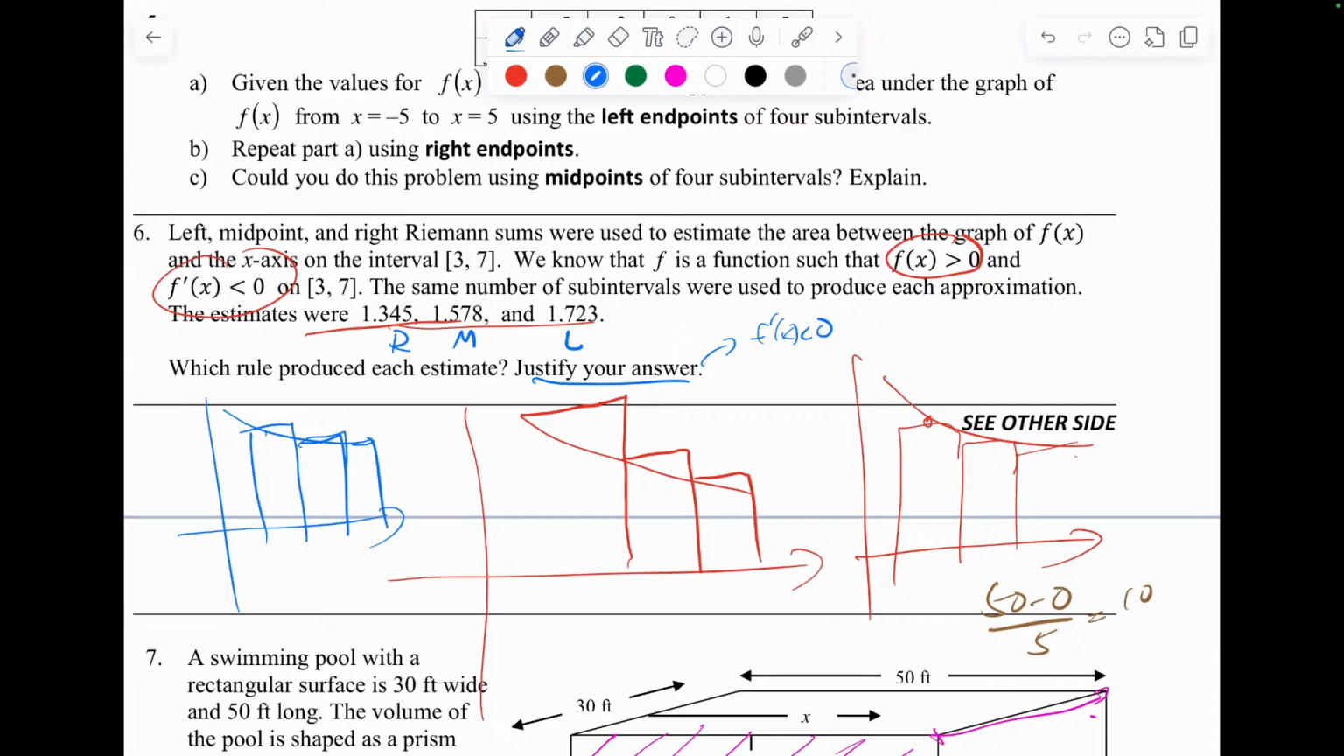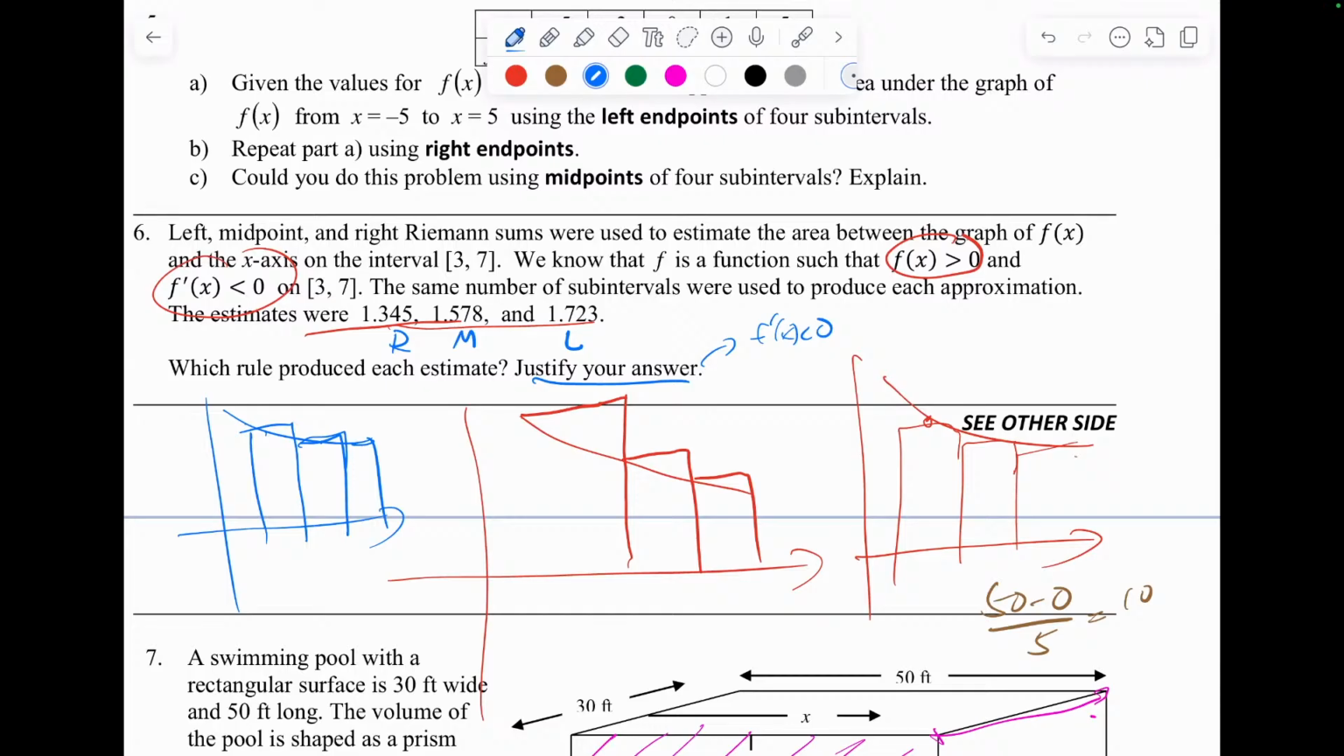Now let me remind you, on Monday you will have a Monday test. On the Monday test, you might have to compare with a trapezoid.